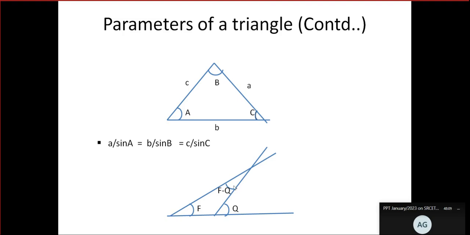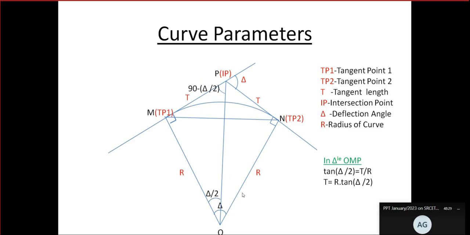Because the sum of internal angles will be equal to 180 degrees. Sum of internal angles is 180 degrees. This is theta, this is 180 minus theta. So automatically we will find out this value. This is the relation: 180 minus theta minus f equal to f minus theta. This is some application. This thing you must know. Okay. This is the curve parameters.